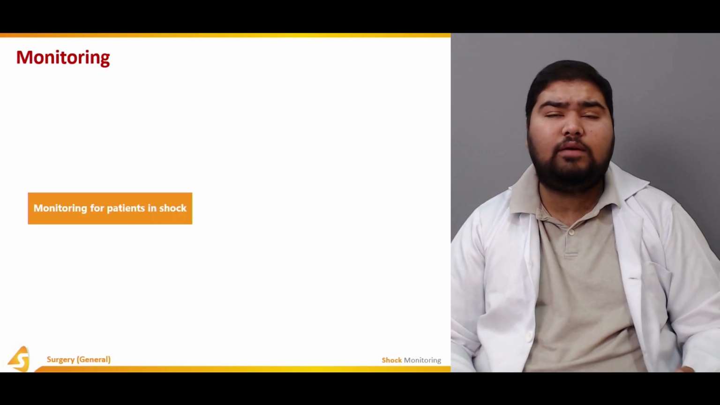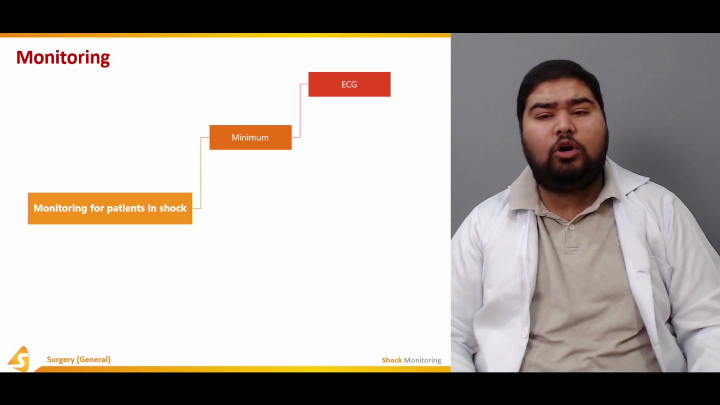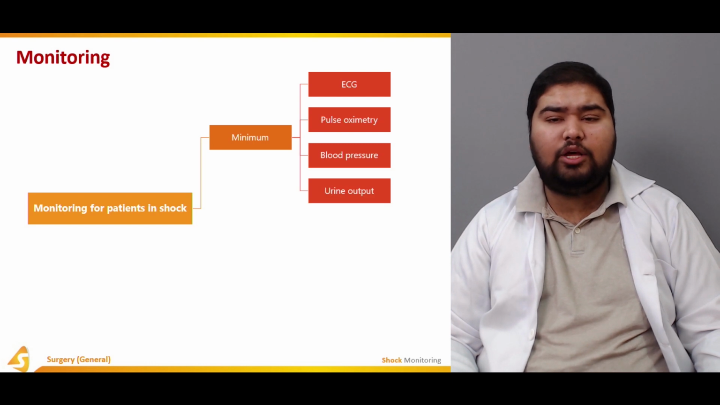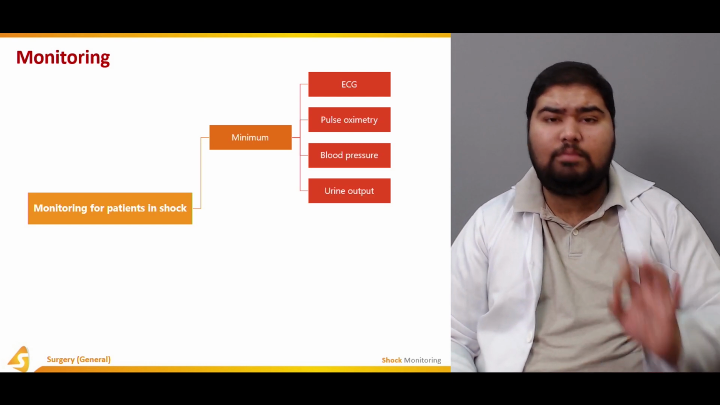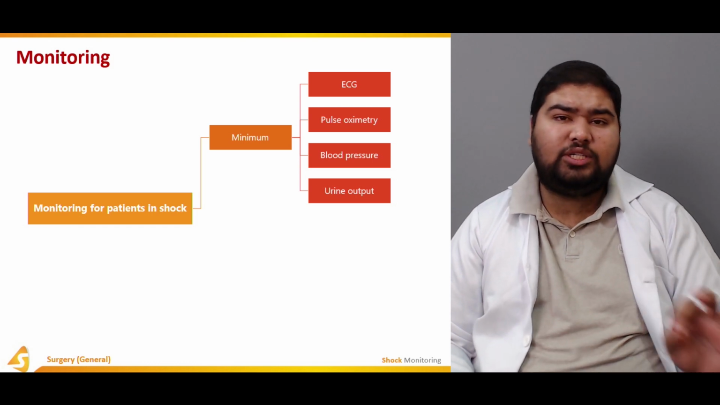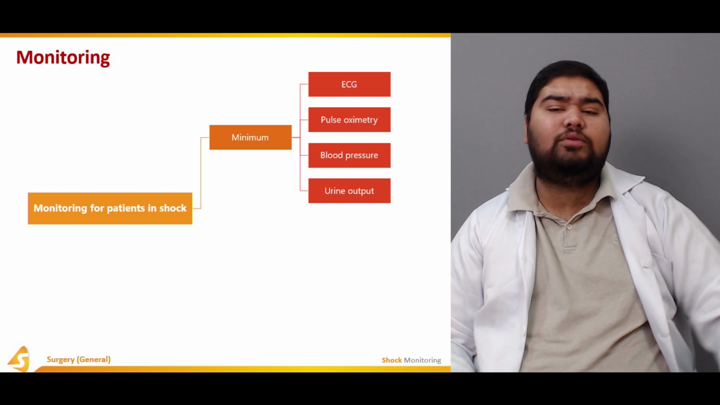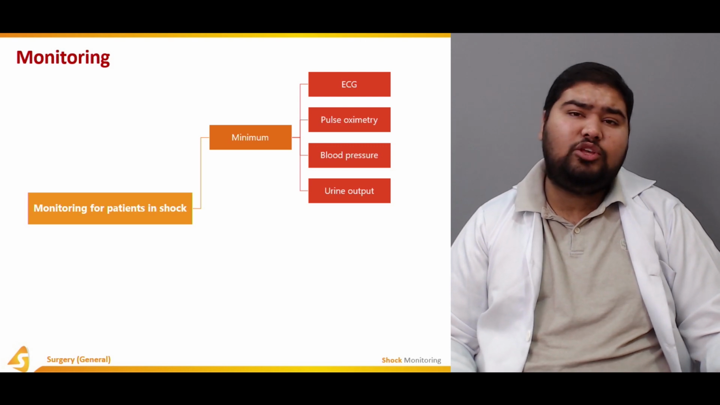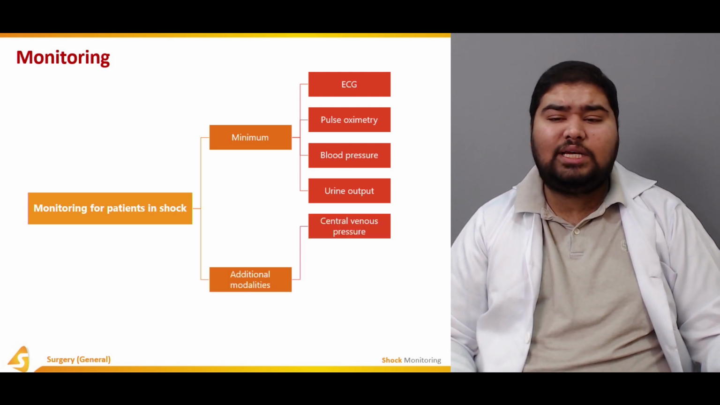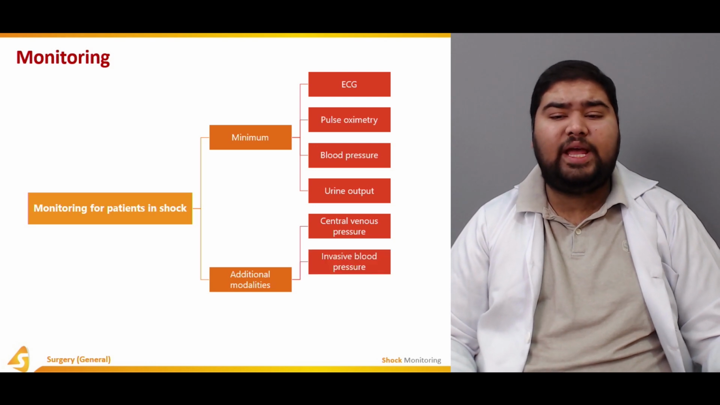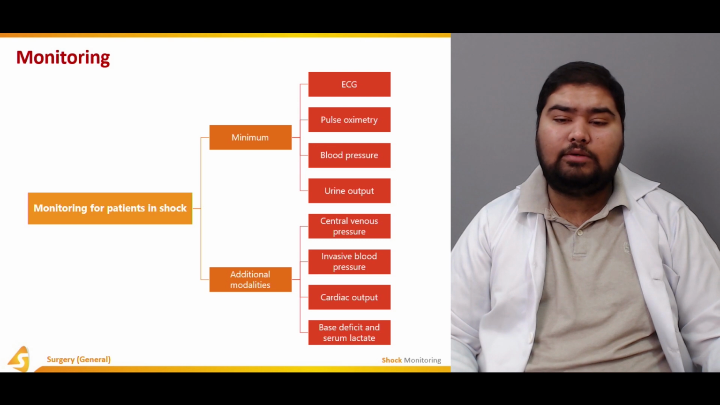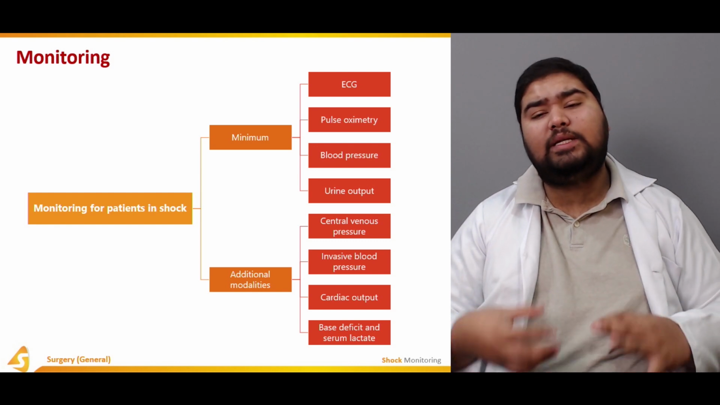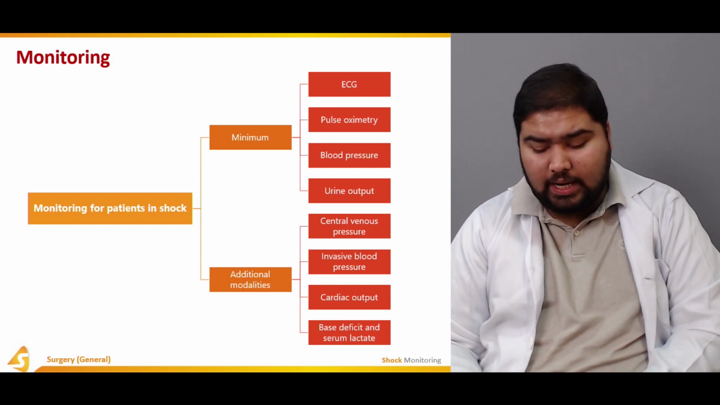So the monitoring for a shock patient, the minimum monitoring requires an ECG, a pulse oximetry, a blood pressure, and a urine output. So this is the minimum that is required for a patient in shock. A continuous ECG rhythm, pulse oximetry to give you the oxygen saturation, the blood pressure, and the urine output. Now, additional modalities might include the central venous pressures, the invasive blood pressures, the cardiac output, and base deficit and serum lactate. So it's good to be prepared, but a minimum of what is required should always be done.